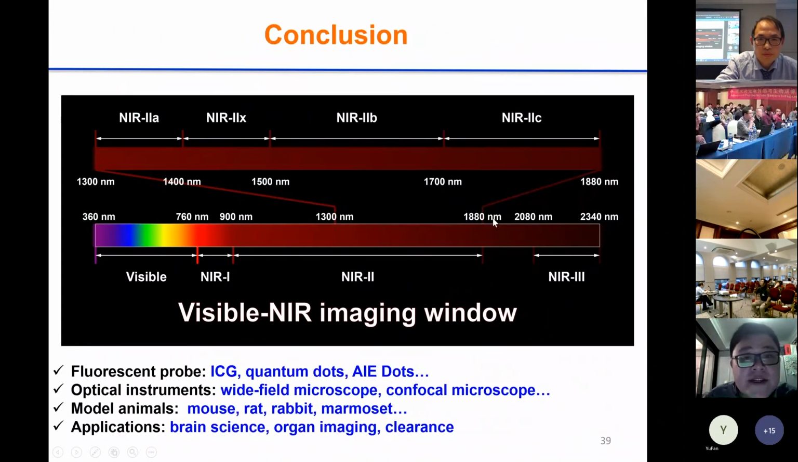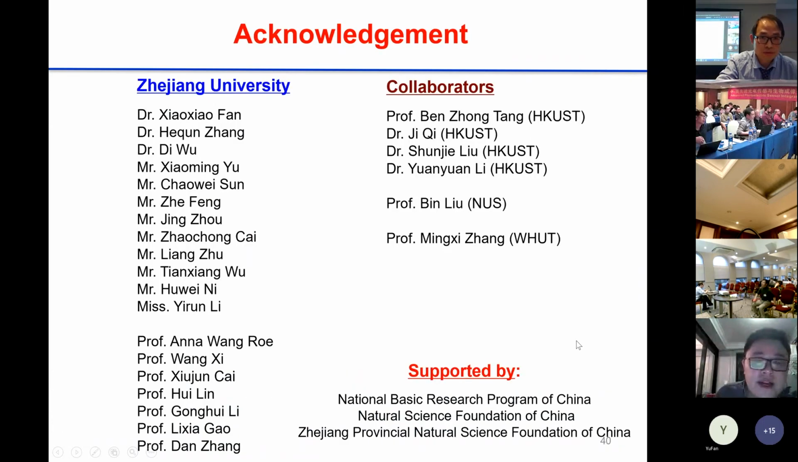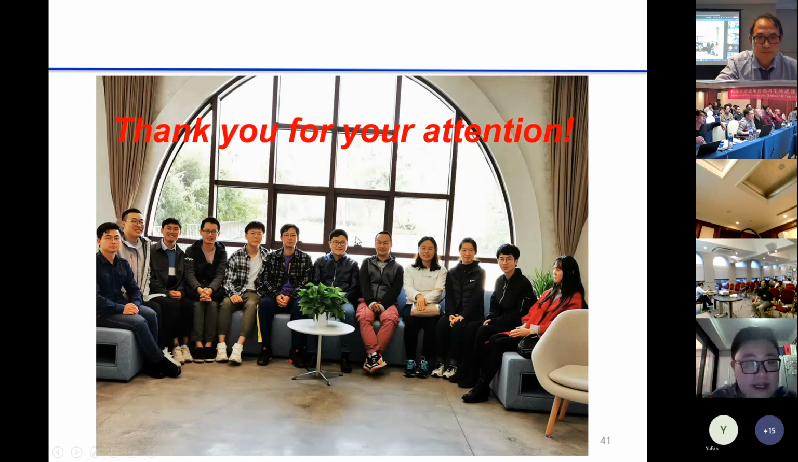Okay, so finally, the conclusion. We extended and perfected the NIR imaging window, and we used lots of fluorescent probes and established optical instruments in our lab, for example, wide field microscope, confocal microscope, and so on. Different model animals were used, and we did lots of biomedical applications. This is the acknowledgement; for the time being, I will skip this slide. So thank you so much.